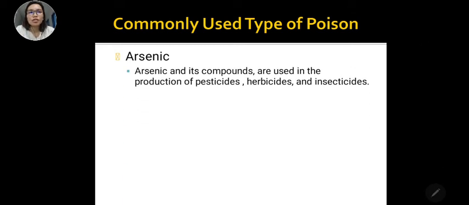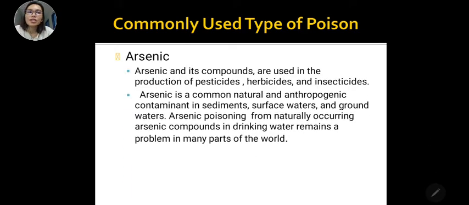Arsenic and its compounds are used in the production of pesticides, herbicides, and insecticides. So, kaya masama sa katawan natin kapag naka-inhale tayo or naka-ingest tayo ng pesticides, herbicides, or insecticides dahil meron siyang component na poisonous, which is arsenic. So, dapat mag-iingat tayo palagi dyan. Gagamit ng gloves when handling this type of chemicals, and maghuhugas palagi ng kamay or avoid ingestion or inhalation of these types of insecticides.